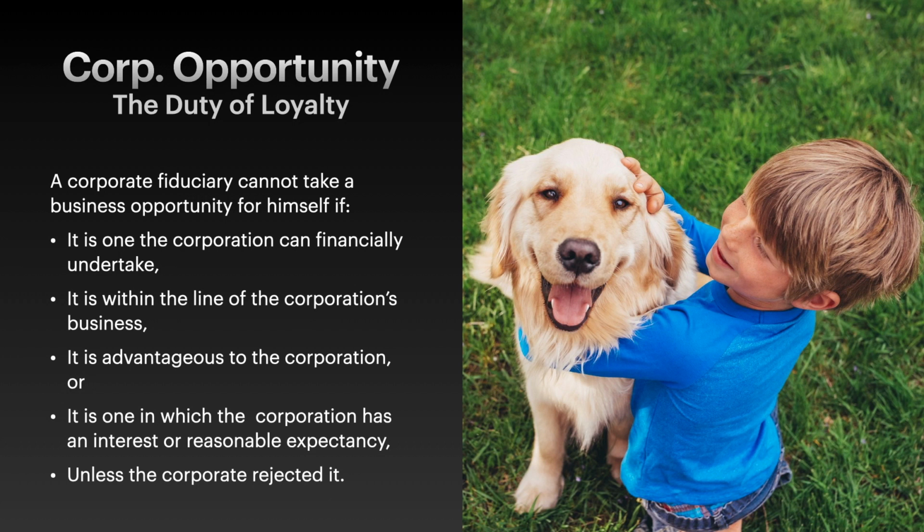So a corporate fiduciary, such as a director, cannot take a business opportunity for himself if it is one the corporation can financially undertake, if it is within the corporation's line of business, if it is advantageous to the corporation, or if it is one in which the corporation has a reasonable expectancy. Unless he presents it to the directors, who decide, after having been fully informed, that it is not valuable to the corporation and they reject it, only then can the director take the opportunity for himself or herself.